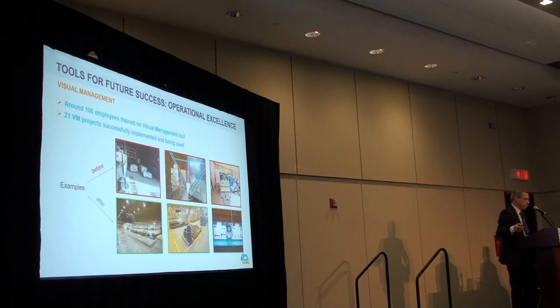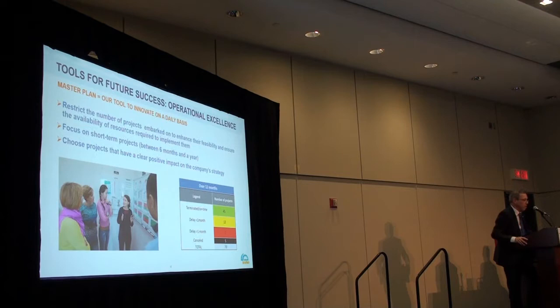One of the key tools is of course the master plan, which is our day-to-day way to innovate. You have to identify a number of projects, but not a portfolio that you will be unable to manage. So you have to focus on the short term, meaning less than 6 months, up to 1 year, but not more. And you need to choose projects that will have a clear positive impact on the company's strategy.